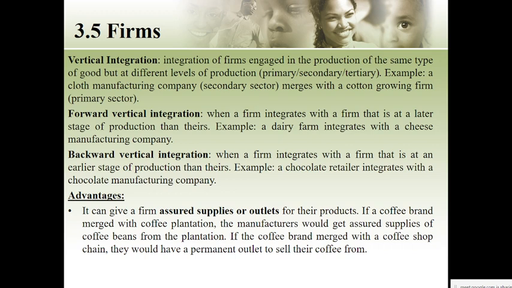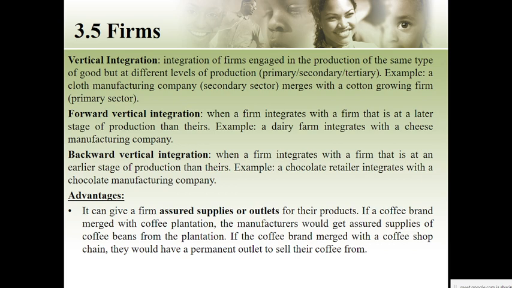Horizontal integration. Are you okay with that? Then we have vertical integration: integration of firms engaged in the production of the same type of good but at different levels of production. What do you mean by different levels of production? It could be primary, secondary, tertiary. Example, a cloth manufacturing company, known as a secondary company, merges with a cotton growing firm.